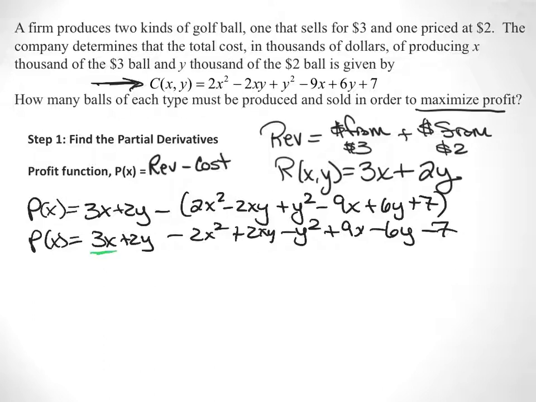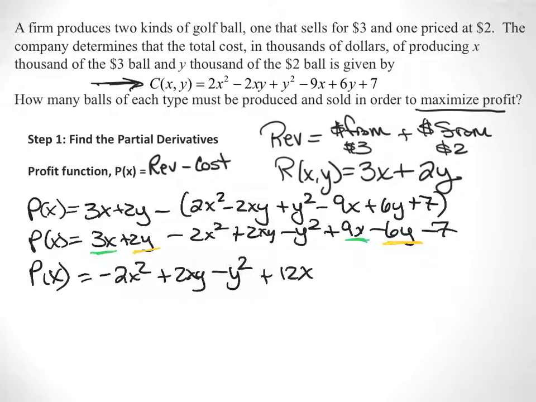Collect like terms. You have x's and you've got y's. So let's go ahead and collect terms. That's going to give us minus 2x squared plus 2xy minus y squared. Then 9x plus 3x is going to give you plus 12x. 2y minus 6y is going to give you minus 4y, and then minus 7.